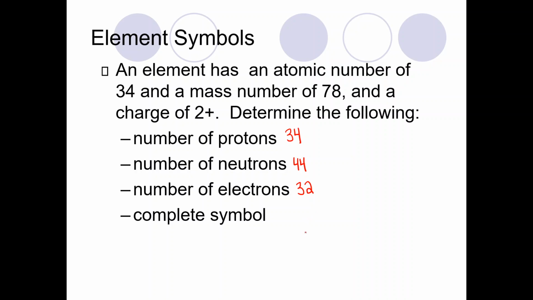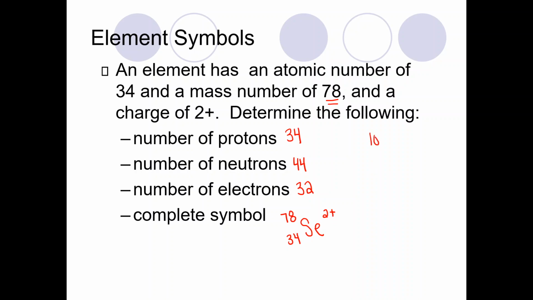For my complete element symbol, I need to go to my periodic table and find out what element is atomic number 34. I'm checking my periodic table. I think it's selenium, but don't quote me on that. Yes, it is. Look at me go. Selenium, atomic number 34. I'm going to put my mass number, not my number of neutrons, but my total mass number, up in the top left to tell me what isotope we're talking about here, and the charge of 2+.